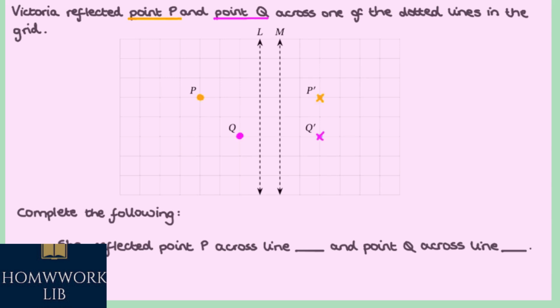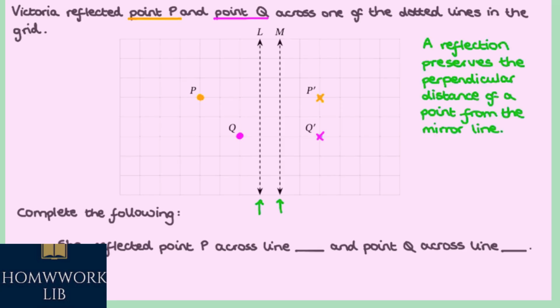We can see points P and Q on the grid, as well as their images P' and Q' after the reflections. The two possible mirror lines are labelled line L and line M. To answer this question, we need to recall that a reflection preserves the perpendicular distance of a point from the mirror line. Each of the mirror lines on the grid are vertical, so the perpendicular distance of each point from either mirror line will be horizontal.